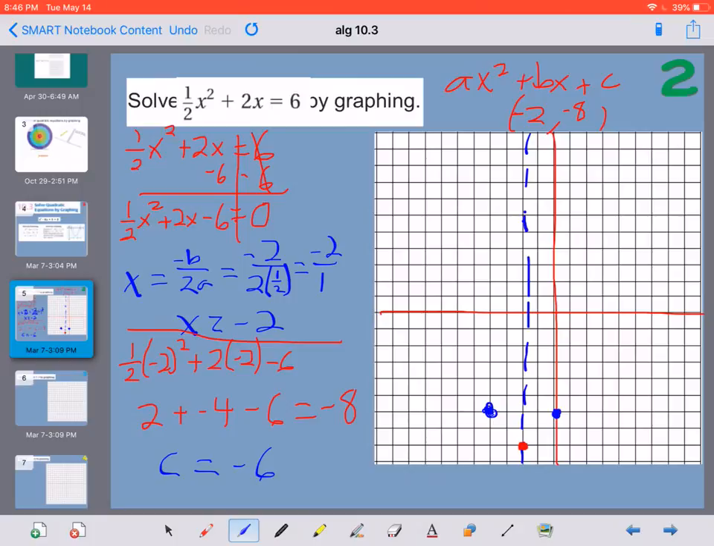Now when I graph this parabola, I know it's not perfect, but it looks like my solutions here are at x equals negative 1, 2, 3, 4, 5, 6. Looks like I have a solution at x equals negative 6. And I have a solution at x equals 2.